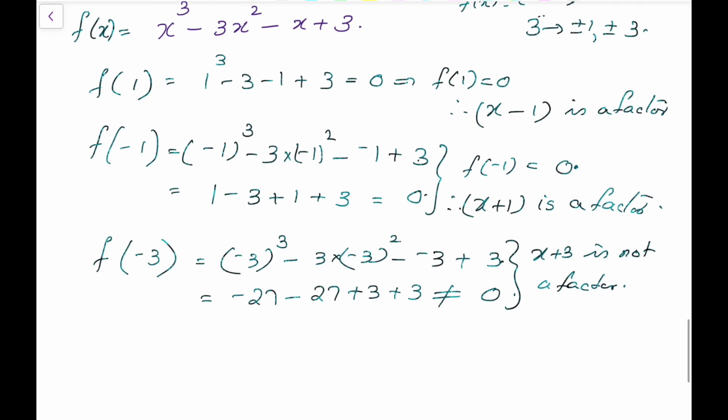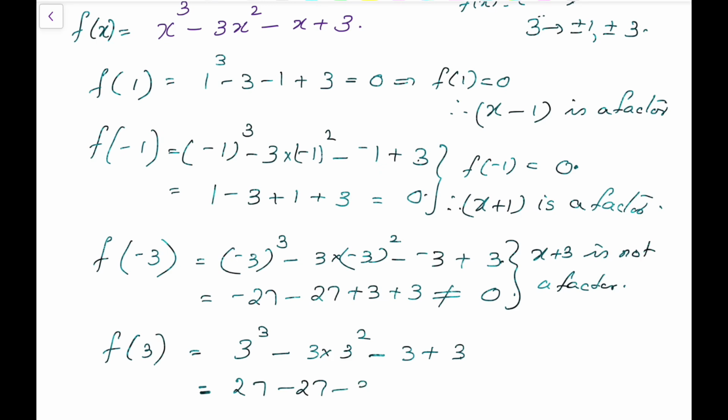Now we will check with f of 3. So 3 cube minus 3 into 3 squared minus 3 plus 3. So this is equal to 27 minus 27 minus 3 plus 3. So this is equal to 0. Therefore x minus 3 is a factor.